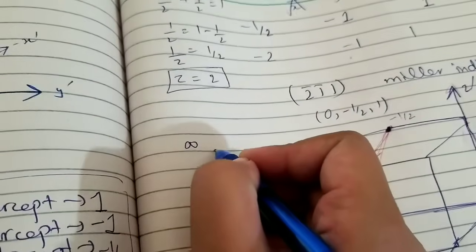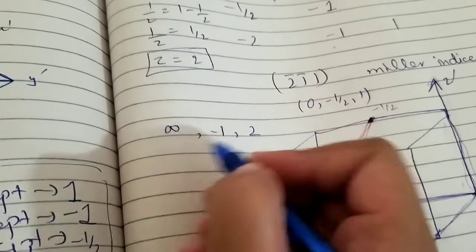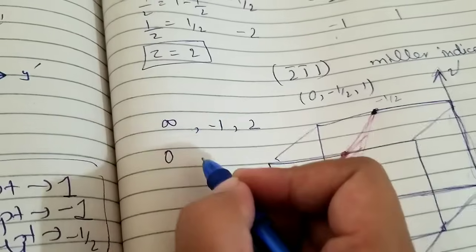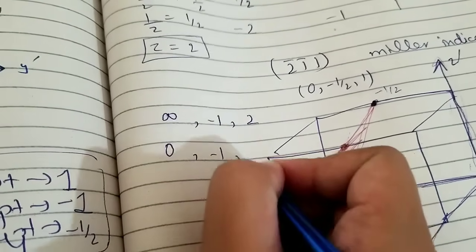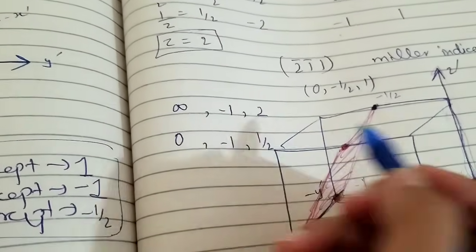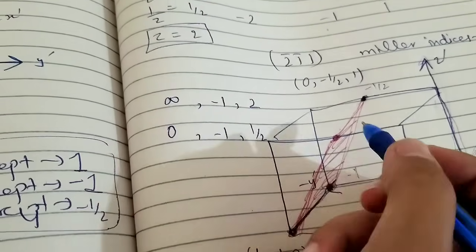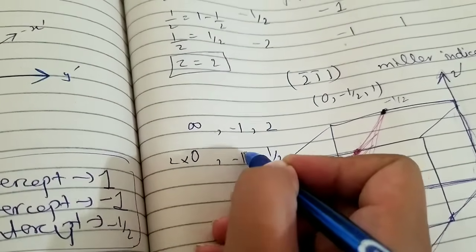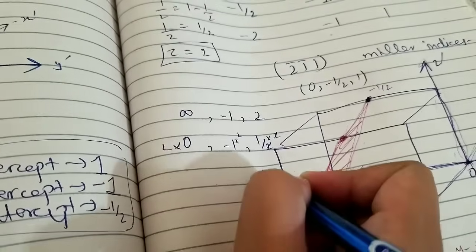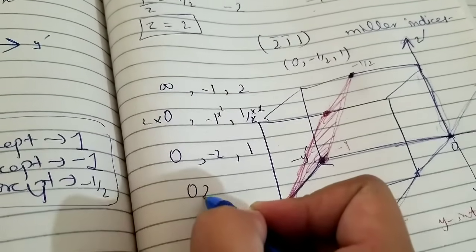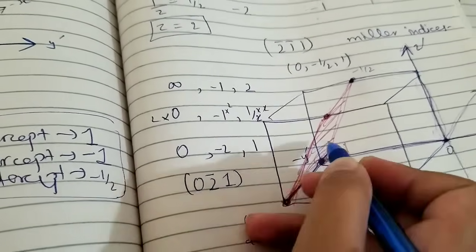So the x-intercept was infinity, the y-intercept was -1, and the z-intercept was 2. So let us take the reciprocal, and after taking the reciprocal, we'll get 0 corresponding to this, -1 again, and 1/2 here. Now a fraction appeared, and we have to remove the fraction. To remove it, we'll multiply these three values with the LCM of the denominators, and the LCM of the denominators is clearly 2. So we'll multiply each value by 2. These 2 and 2 cancel out, and this is 1, this is -2, and this is 0 again. So the Miller indices will become 0, 2 bar, 1 for this plane B.